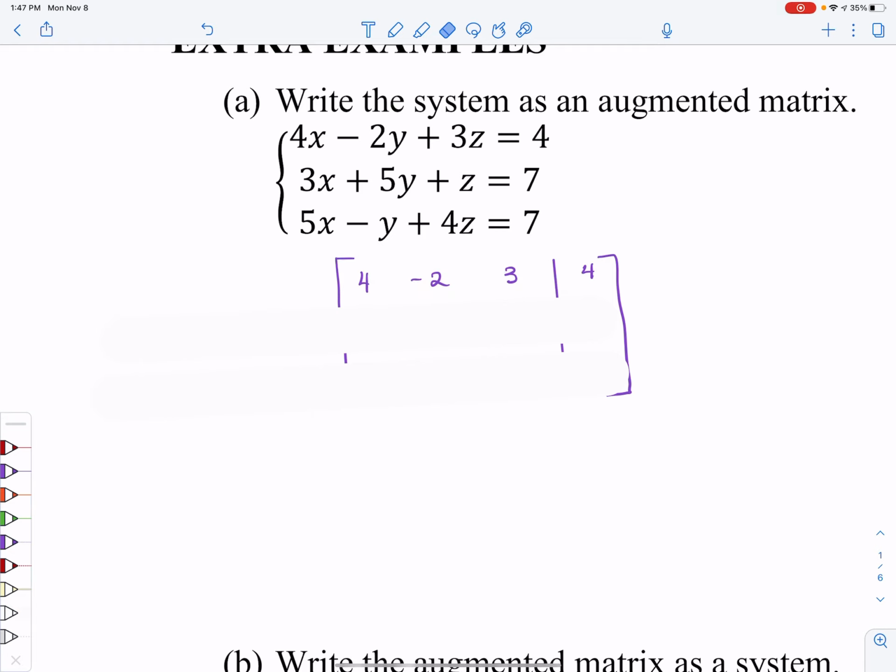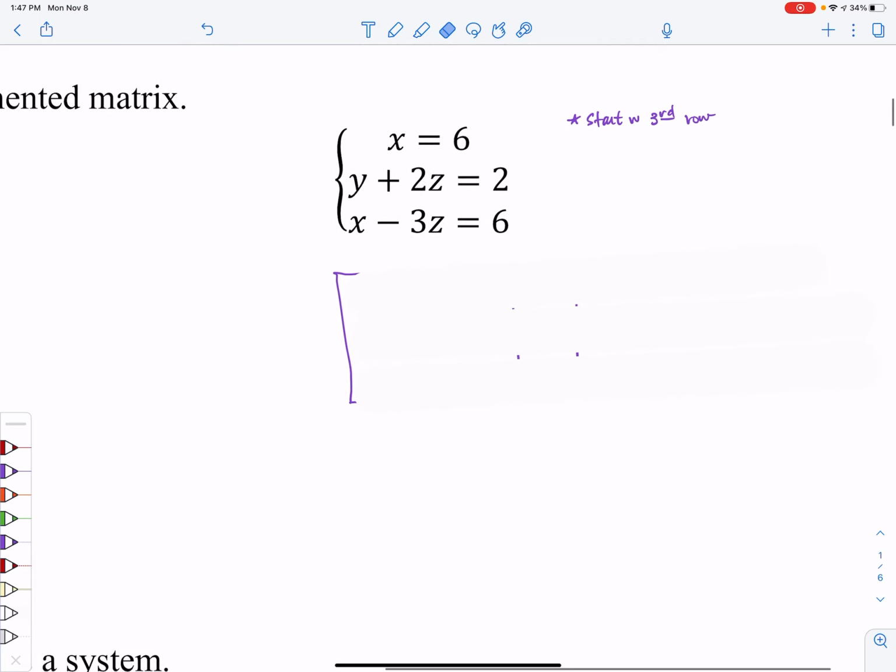I'm only going to use the coefficients there. So for my first row, which we normally work through the rows first, my first row is 4, -2, 3, 4. There is a bar there, which the whole bar will be uncovered here in just a moment. But the bar is in place of my equal signs. My next row is going to be 3, 5, 1, 7, and my last row 5, -1, 4, and 7. And once again, you can see that bar there that it shows the equal signs.